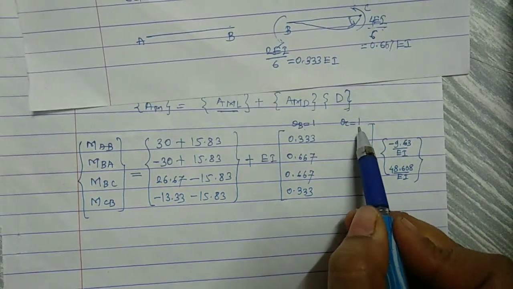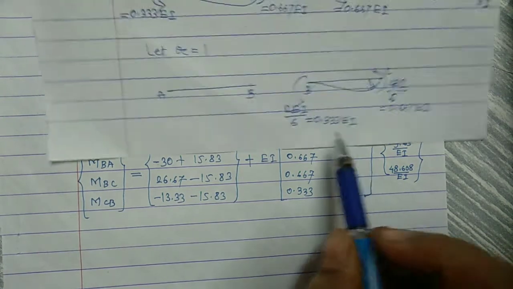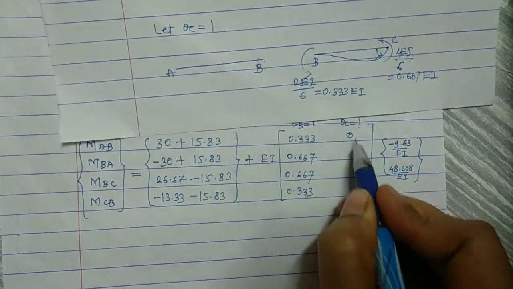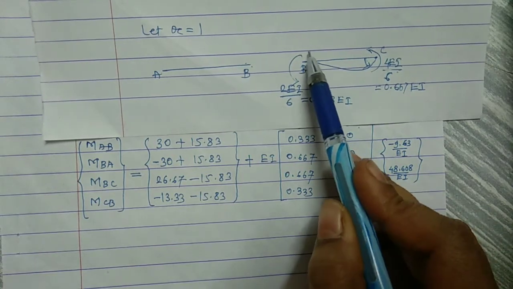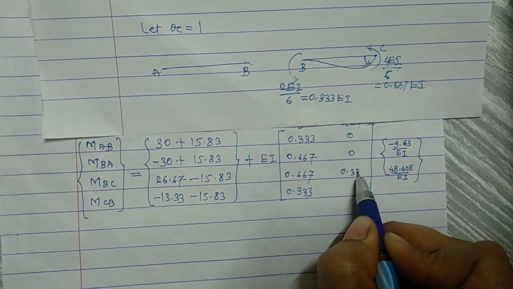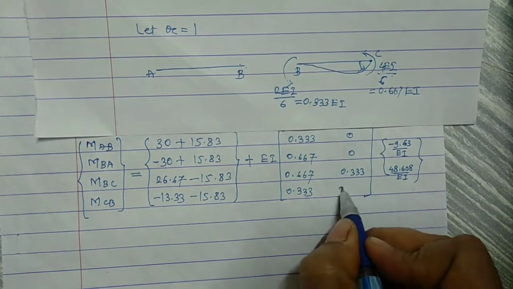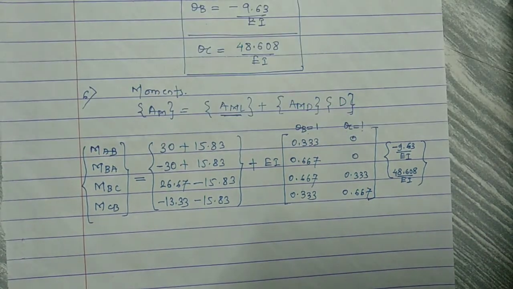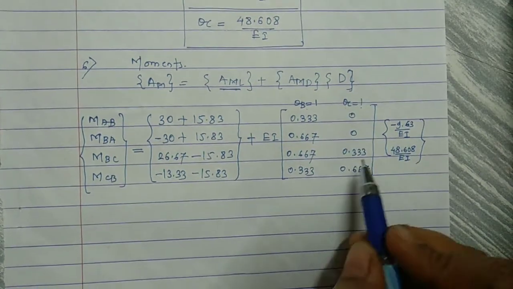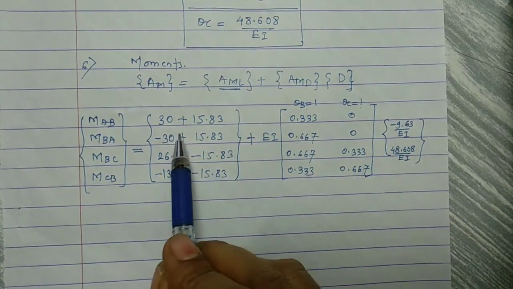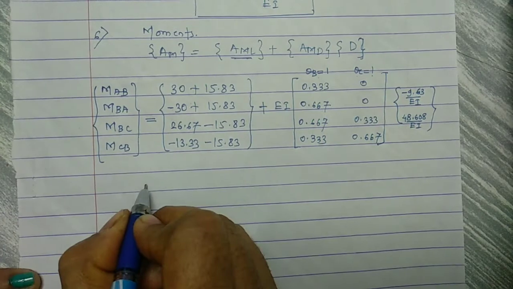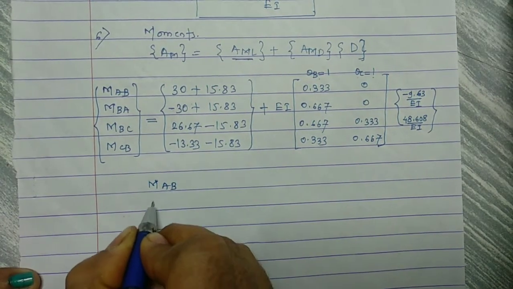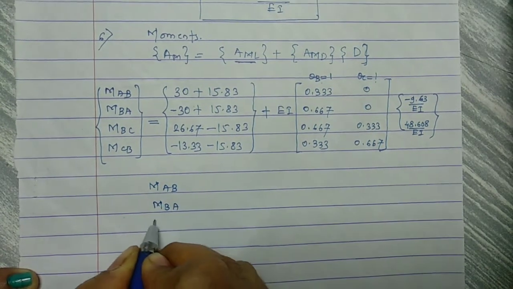Now when theta C equal to 1, the values of moment AB, BA are 0. Values of moment BC 0.333 EI and CB 0.667. Okay, so these values are completed. Now do the calculation for final end moments. So very first multiplication of these, and after that add this one. So here we'll write MAB, MBA.